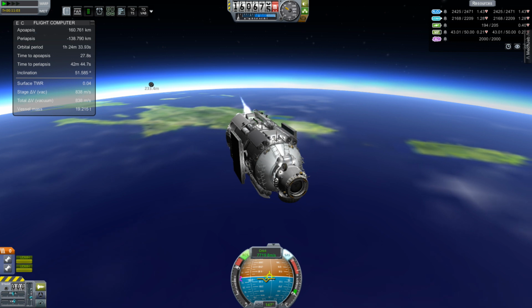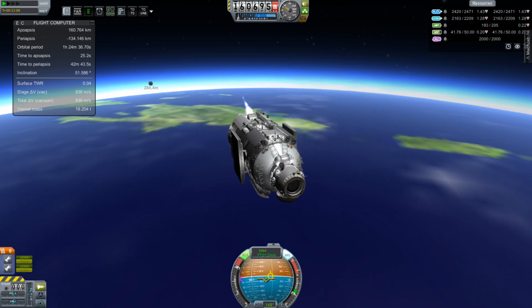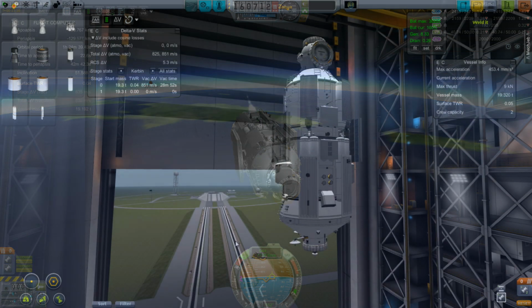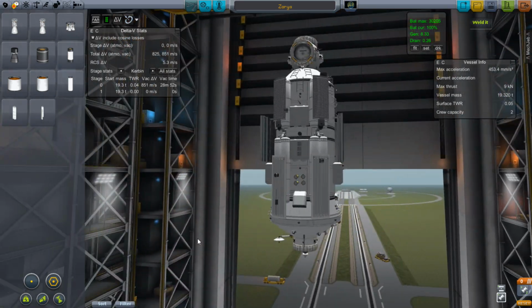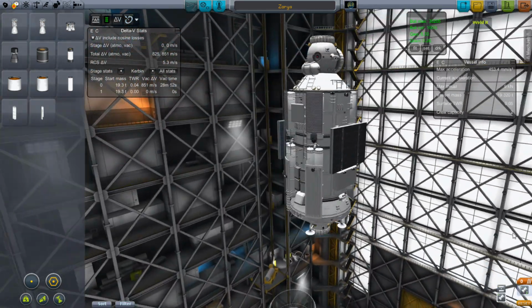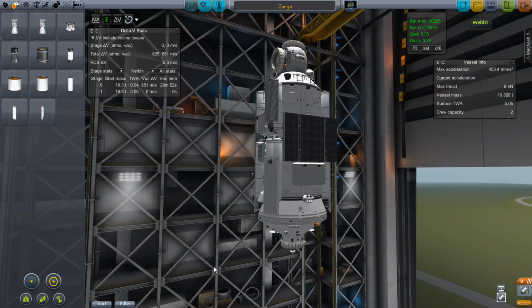I would say right now is as good a time as any to finally go into the VAB and take a look at Zarya. And there she is. The Zarya in all her glory. Look at that.